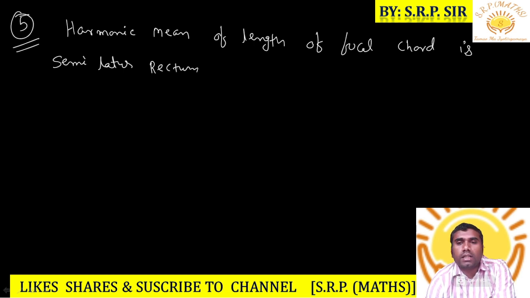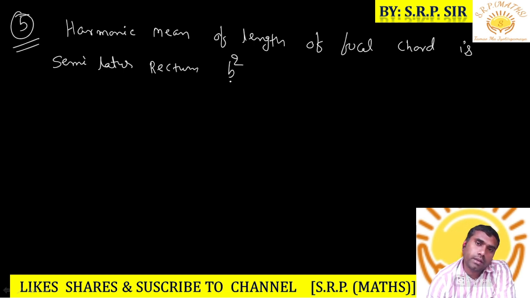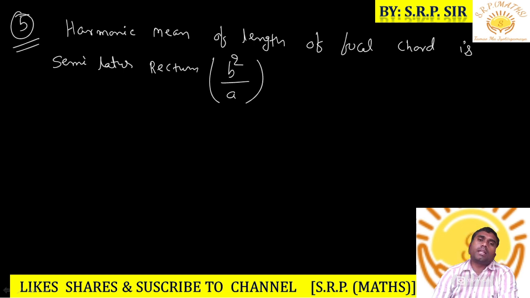तो व्हाट इज द लेटेस्ट रेक्टम? 2b स्क्वायर बाई ए, तो ये कितना हो जाएगा? b स्क्वायर बाई ए, तो दैट इज द थिंग्स, तो किसका वैल्यू? द हार्मोनिक मीन ऑफ द लेंथ ऑफ फोकल कॉर्ड.